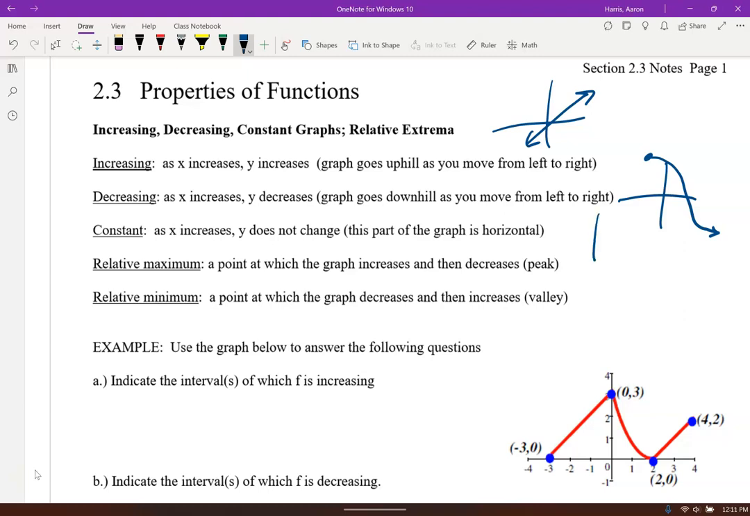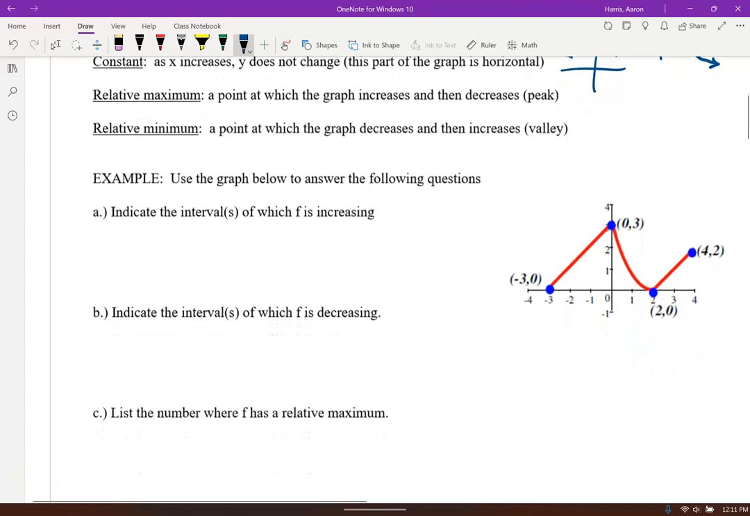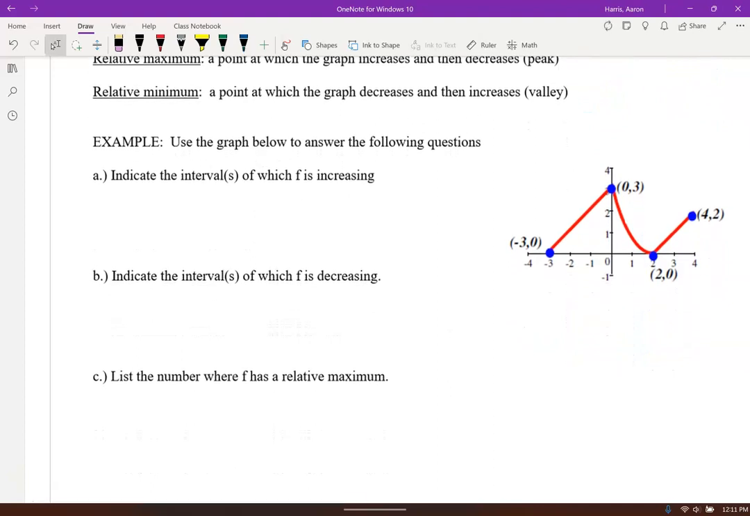If I have a constant function, then it's just flat, right? It's not increasing or decreasing. It's just constant, like a line that has a slope of 0. A relative maximum, also referred to as a local maximum, is the highest point in an area. The relative minimum is the lowest point. We'll go ahead and do some of those here, looking at this graph.